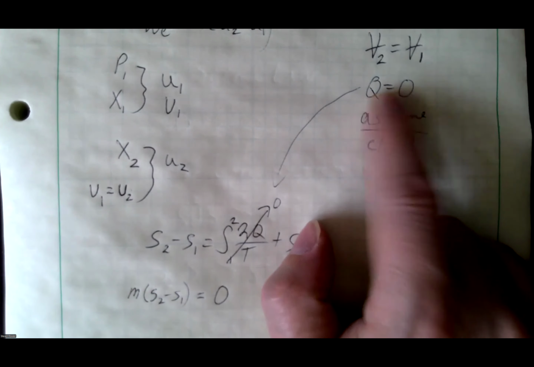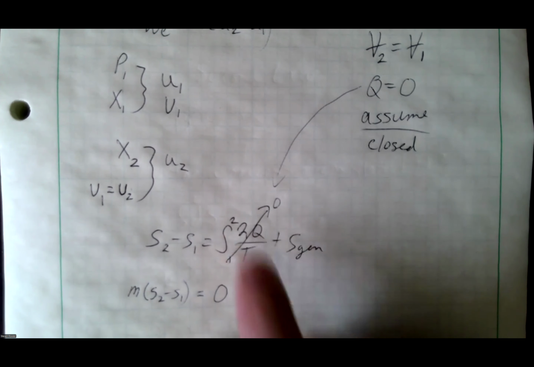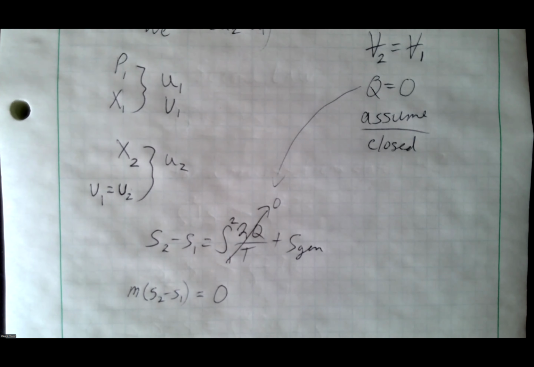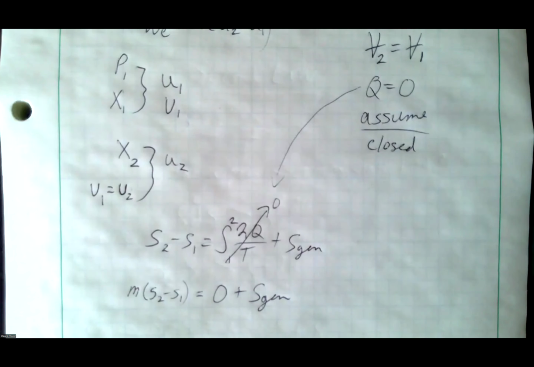If it's adiabatic, well insulated, negligible heat transfer, all those tell us you're adding up a bunch of little tiny zeros. Just set that equal to zero. Good to go. Add to that the amount of entropy generated.